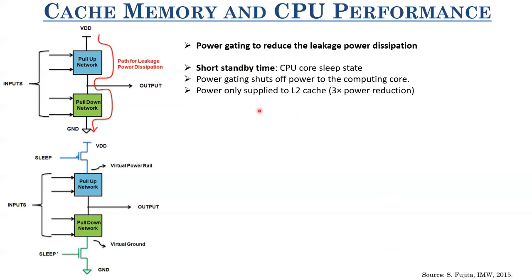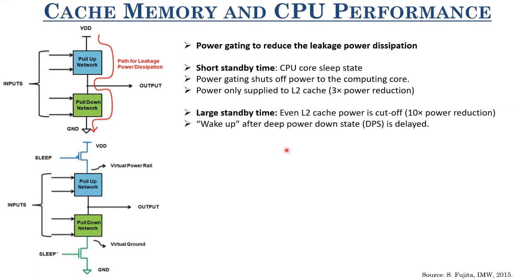But when your standby time is large, then what happens? Even L2 cache is powered off, and in that case, you are able to save 10 times power. However, it comes with a trade-off. What is that trade-off? Whenever you go for a large standby time, your computer goes into the sleep mode. And once it wakes up from the sleep mode or the deep power down state, you see the cursor rotating, right? You see that it takes some time to come out of that.